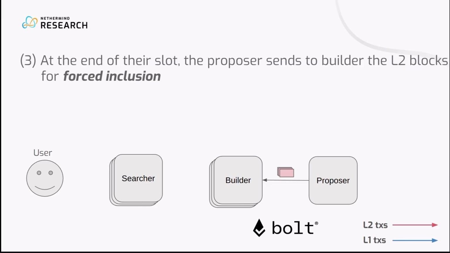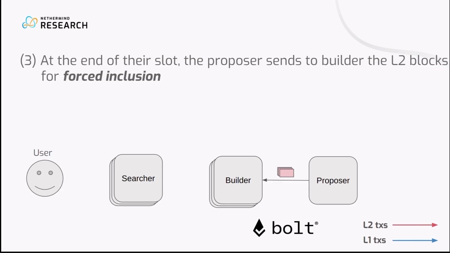So at the end of the slot, 4 L2 blocks are constructed because we have 12-second windows in the L1, and if you construct L2 blocks every 3 seconds, that's 4 L2 blocks. Now at the end of the proposer slot, the proposer sends the builder the L2 blocks for first inclusion. The proposer will send, hey builders, if you want to win my auction, you have to include these L2 transactions because I have already pre-confirmed them and promised that I will include them.